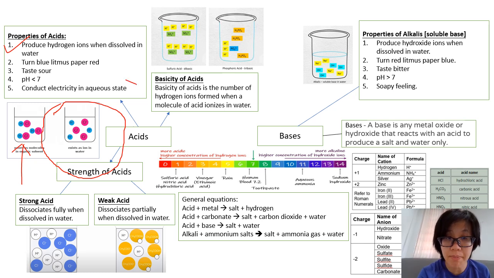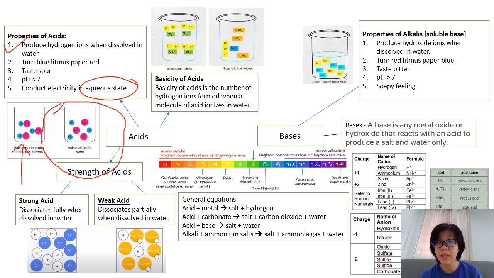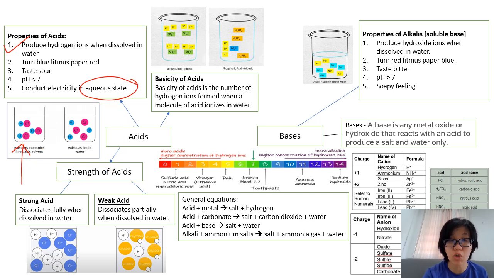So what does it mean by aqueous state? Aqueous state means it is dissolved in water. When dissolved in water, it can conduct electricity due to the presence of the ions in the water. So the next thing that you need to know is the strength of acids. How do you know whether an acid is strong or not?